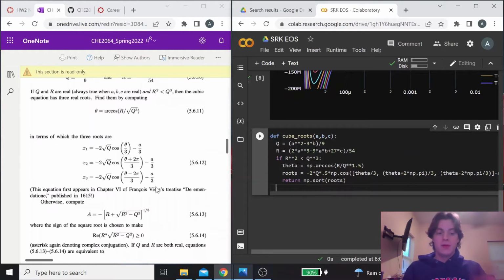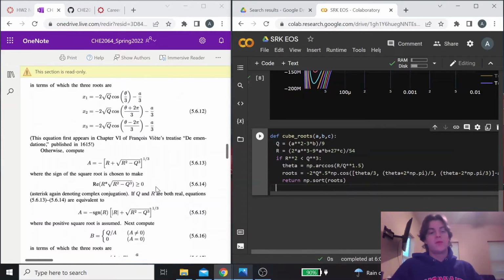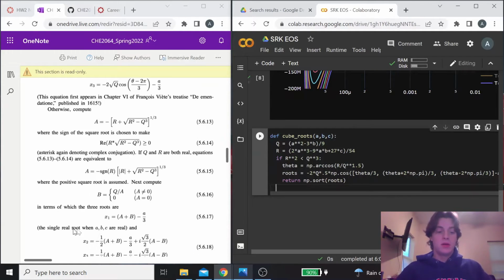So now, if we keep reading, we're not quite done with Cardano's formula. If r squared is not less than q cubed, we only have one real root, and it's calculated using this: a plus b minus a over 3, where a is this equation and b is two values depending on the value of a.